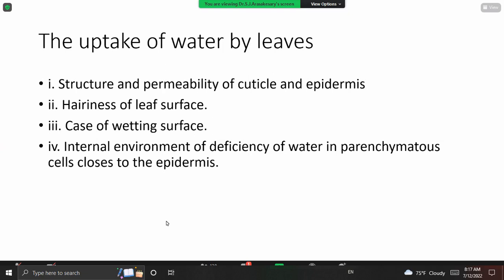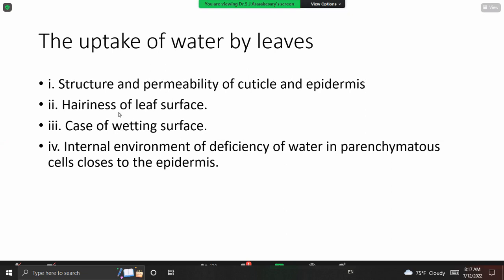See, if the water has to be taken in through the leaves, they should have special characters. That means the cuticle and epidermis portion should allow the water to get inside. Therefore, it has to be permeable. Water has to come inside. The other day we saw water going out through the stomatal opening. Now it has to come in through the cuticle and epidermis.